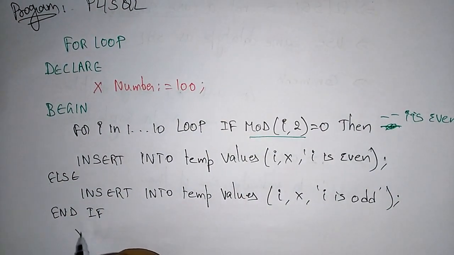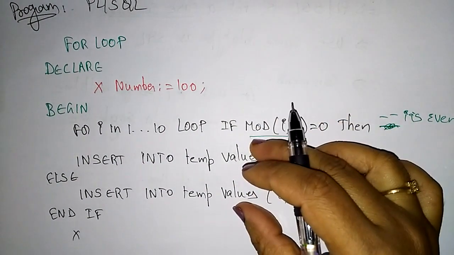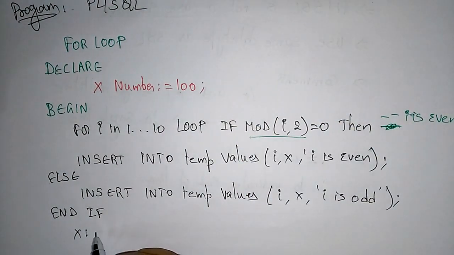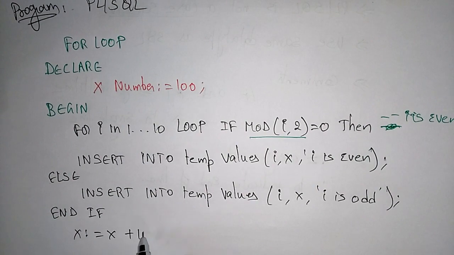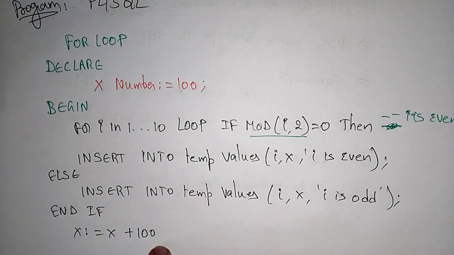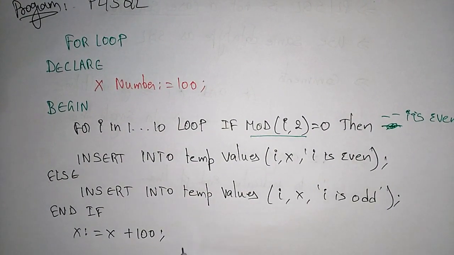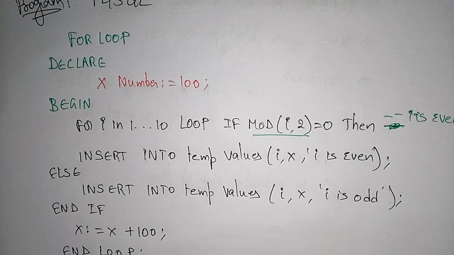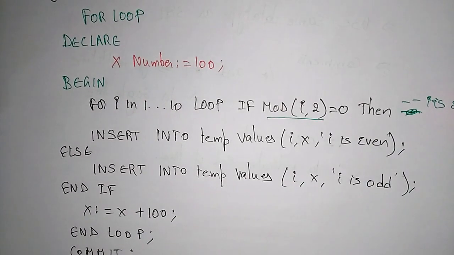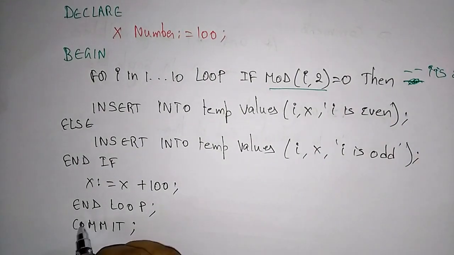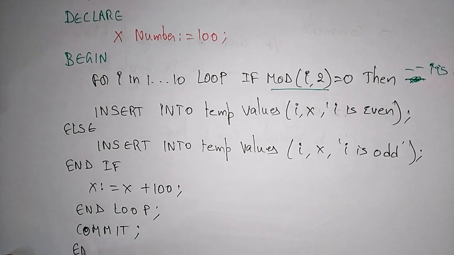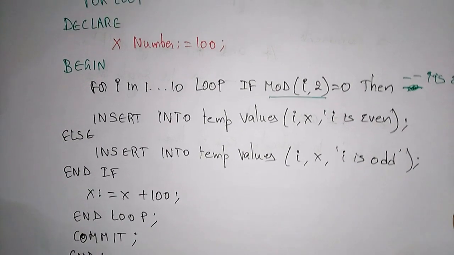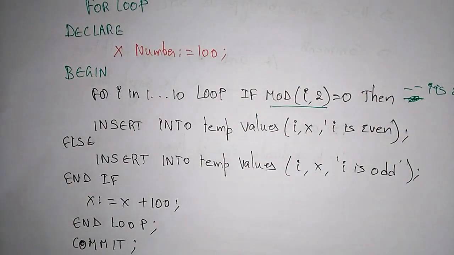After the if statement, x has to be incremented by 100. So that is x := x + 100. And END LOOP. COMMIT. After the loop has ended, you have to commit the program, meaning saving the work. END. So this is the structure of a PL/SQL program.